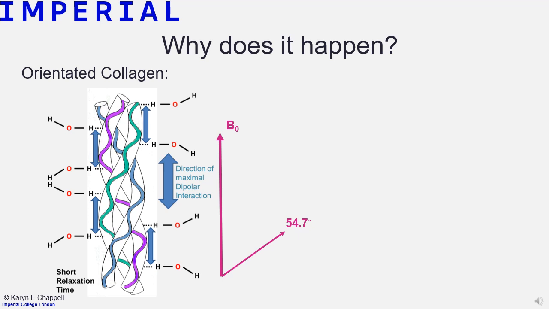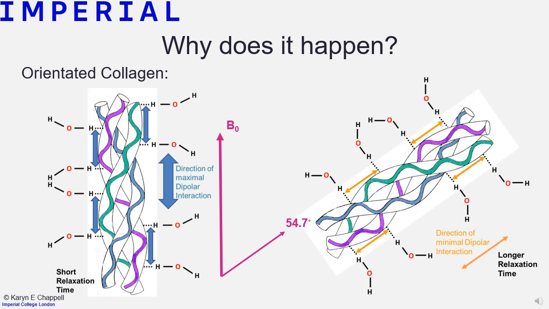When the collagen fiber is orientated at the magic angle of 55 degrees, the dipolar interaction from the static field falls to a minimum, which is shown in the orange arrows, lengthening the relaxation time. This is because the T2 decay now is only governed by the time-varying field.